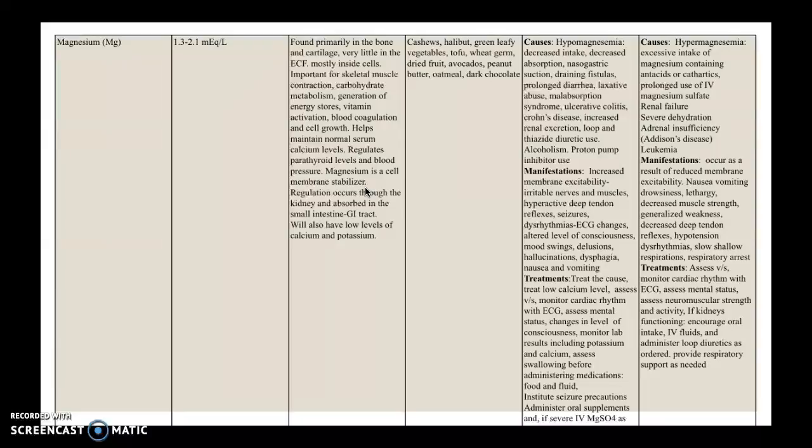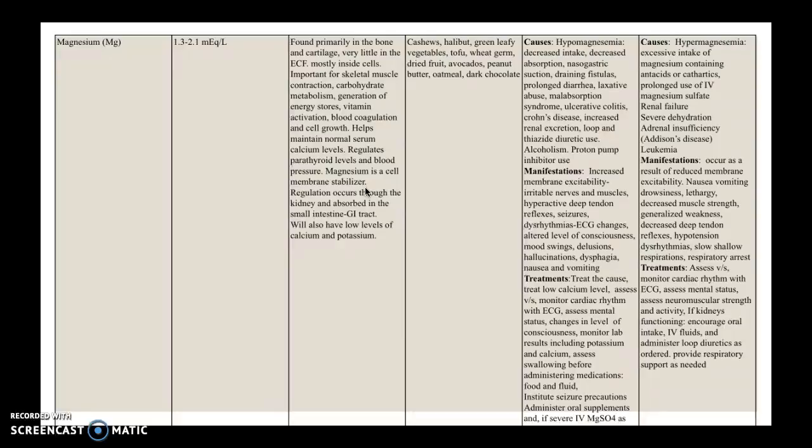So the hypermagnesemia would cause reduced membrane excitability. So again, you'll have GI symptoms from reduced peristalsis, drowsiness and lethargy, and decreased muscle strength. Low blood pressure, hypotension, and again, you'll have dysrhythmias. So these all fit. They sound similar to other electrolyte imbalances.